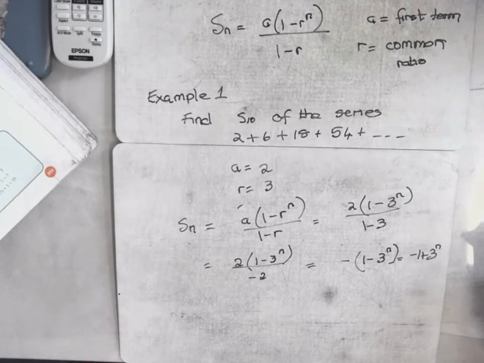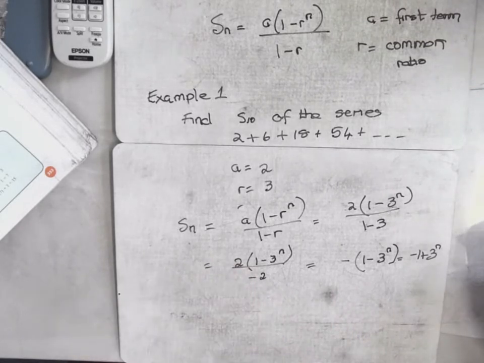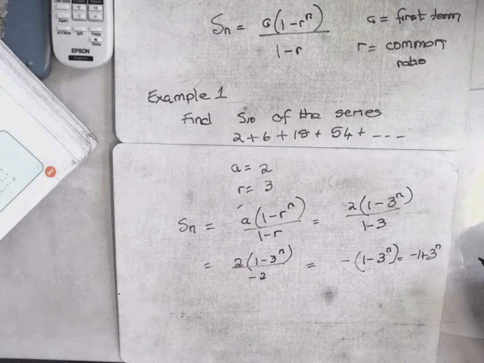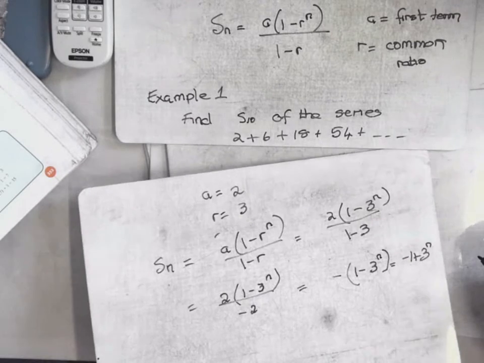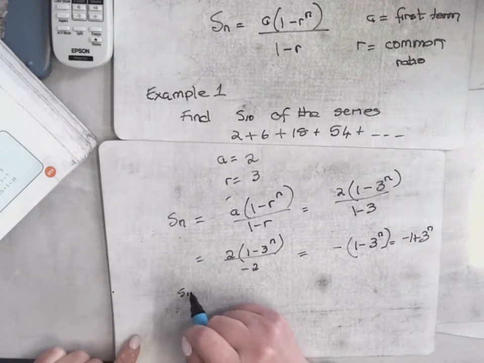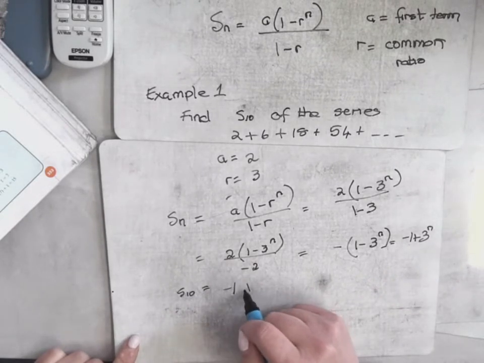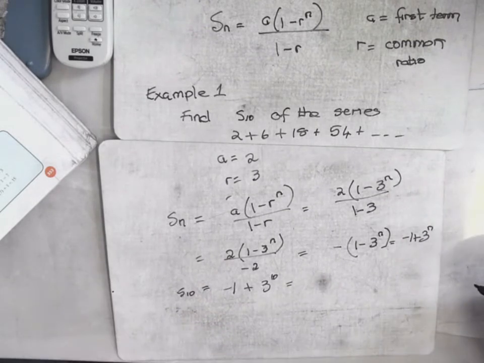Is that alright? So it just happened that these numbers divided. Sometimes they don't and you just leave it. As in, if this ended up as a 5 and this ended up as a 7, you just leave it as it is. They just happen to divide this time. Then to finish it off, they actually asked me for S10. So everywhere I see an n, I put in a 10. So it's minus 1 plus 3 to the power of 10. And I'll leave you to figure out what that is. Is that alright?